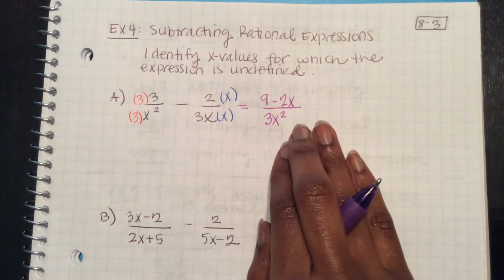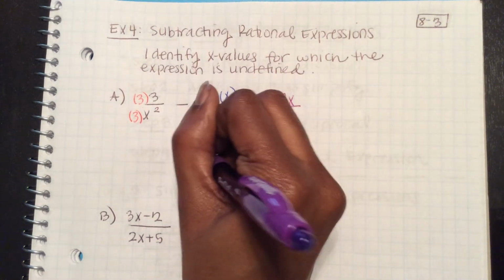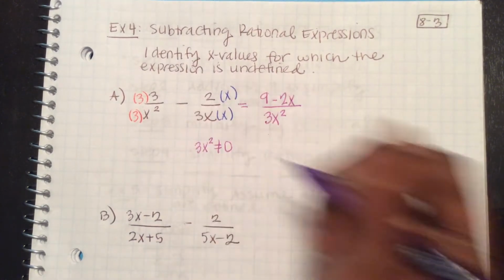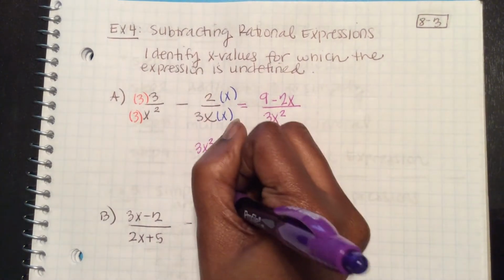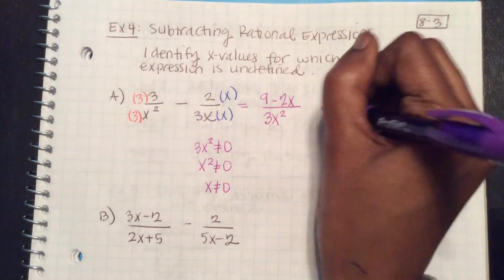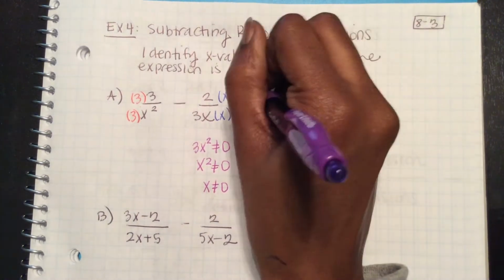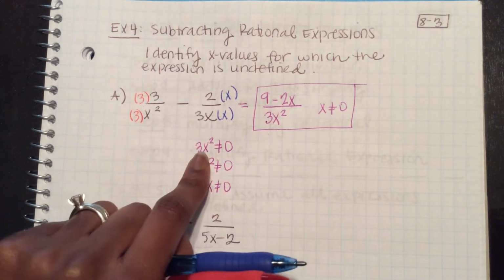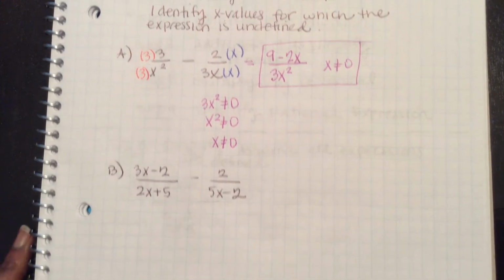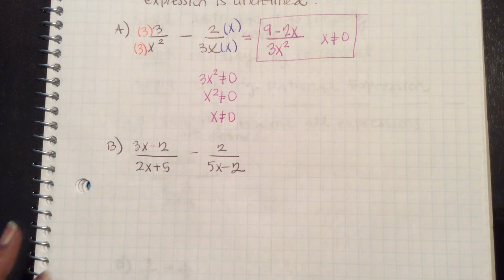However, I need to state when it's undefined. 3x squared cannot equal 0. X squared cannot equal 0. X cannot equal 0. If you can do this with mental math, you don't have to show that work. All right, let's look at example B.